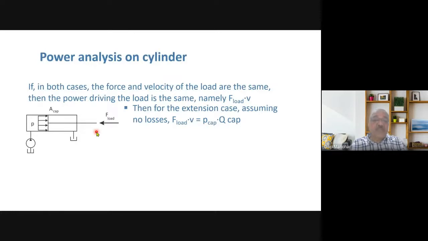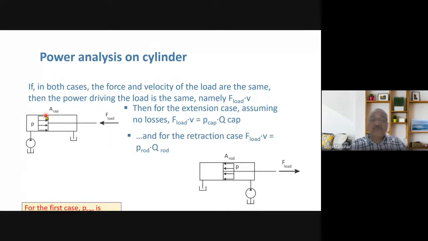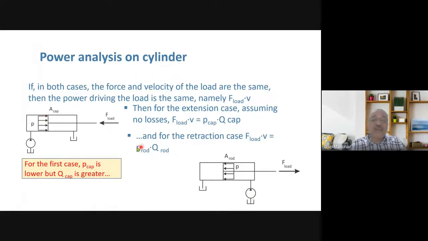What is the power consumed in the cylinder? Pressure into velocity will give you power. Instead of that, the formula is F load into the velocity, which will give you the power required by the cylinder, with the assumption of friction being absent. So F load into V on the left side is nothing but the cap end formula: pressure at the cap end into Q at the cap end.